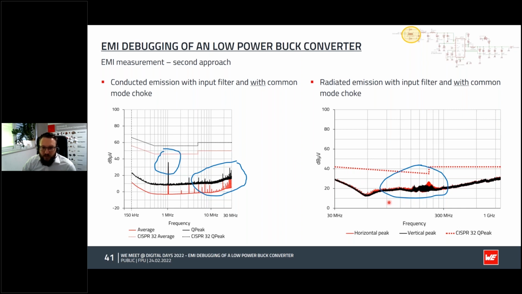Especially when we look at the radiated emission with the common mode choke, now horizontal and vertical radiation is suppressed. It's more or less the same values we have here. So it's really a good filter solution, and we have enough buffer to the limits here.